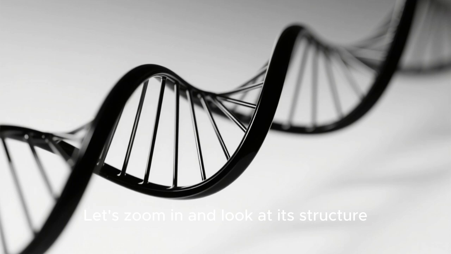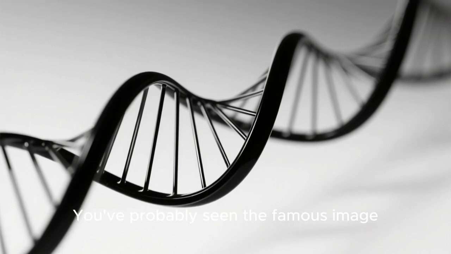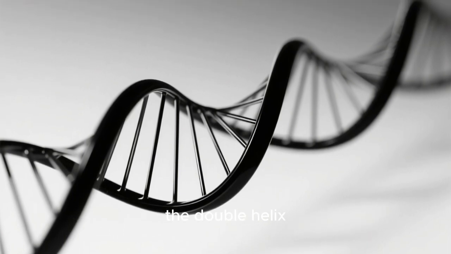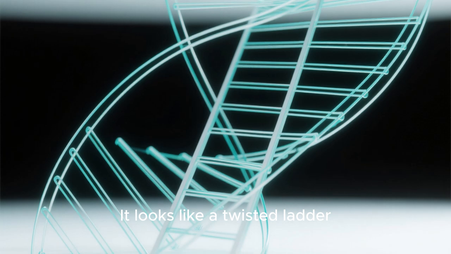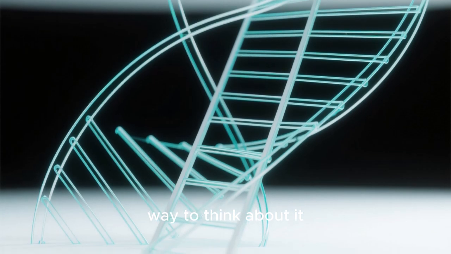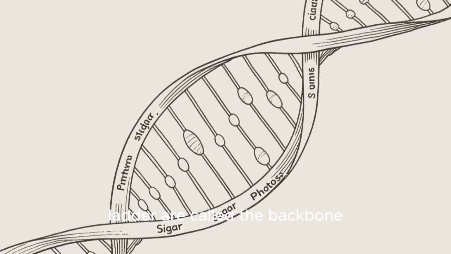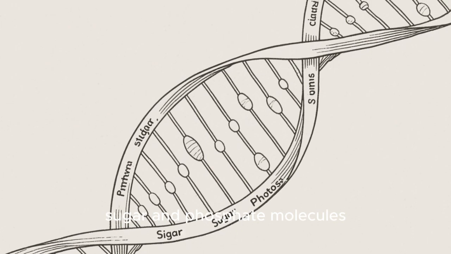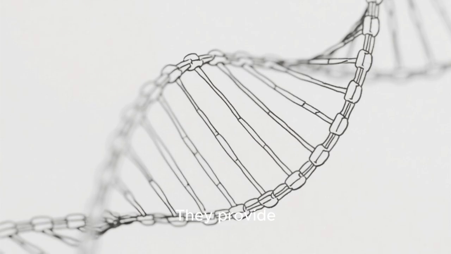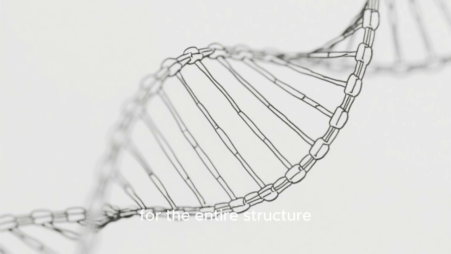Let's zoom in and look at its structure. You've probably seen the famous image, the double helix. It looks like a twisted ladder, and that's a perfect way to think about it. The two long, spiraling sides of this ladder are called the backbone. They're made of alternating sugar and phosphate molecules. They provide the support and shape for the entire structure.